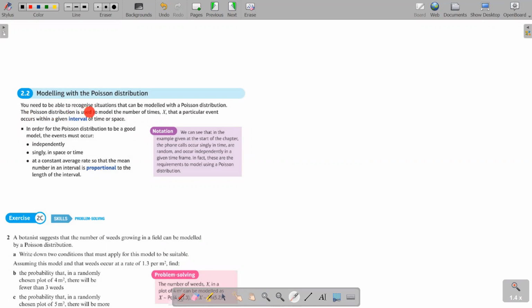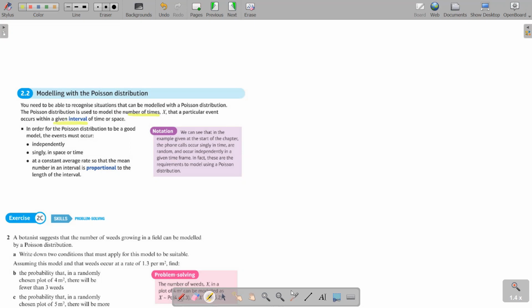Okay. So you need to be able to recognize situations that can be modeled with the Poisson distribution. The Poisson distribution is used to model the number of times, capital X, that a particular event occurs within a given interval of time or space. So, guys, that's very important. Remember, this is a discrete distribution, and capital X always represents the number. Whatever your event, it counts the number of times, that's capital X, within a given interval. That's very important. That's something that you didn't have in binomial. So you're counting this particular event occurring in a given interval, and that's what we use as our lambda value.